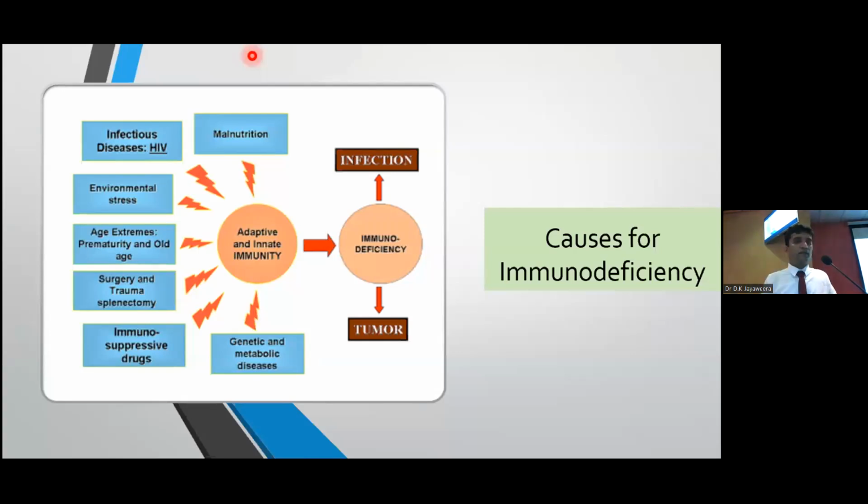There are a wide variety of causes: malnutrition, infections, environmental stressors, the extremes of age, and surgery such as splenectomy. Another important point is immunosuppressive drugs used following a transplant or following a diagnosis of interstitial lung disease or connective tissue diseases. That's why at the beginning I mentioned that immunodeficiency is a hot topic for all subspecialties and all of us.